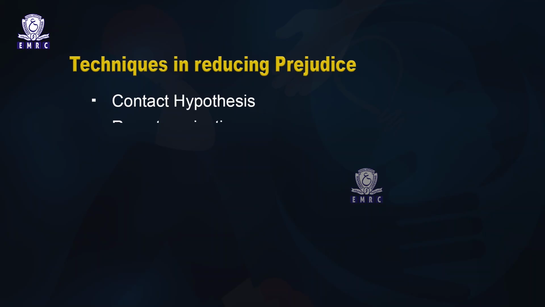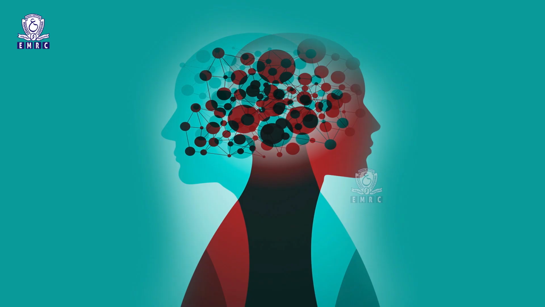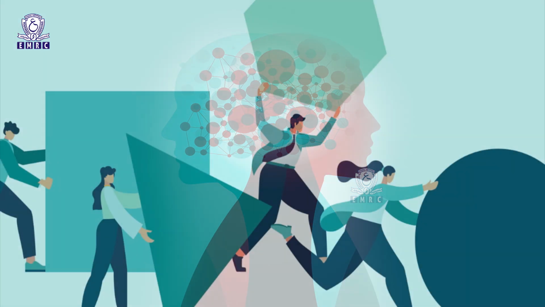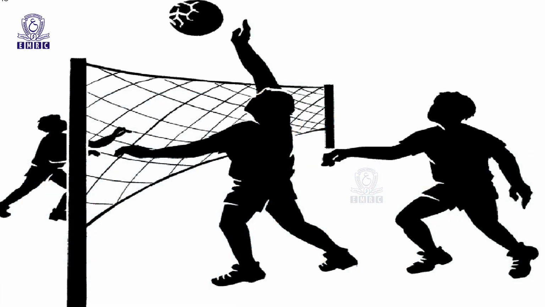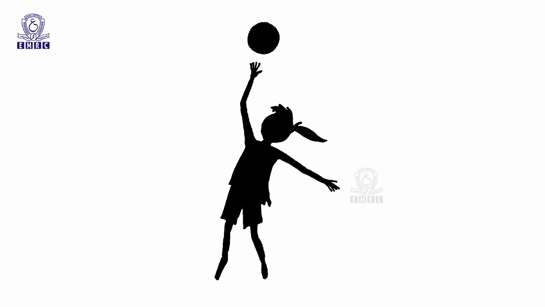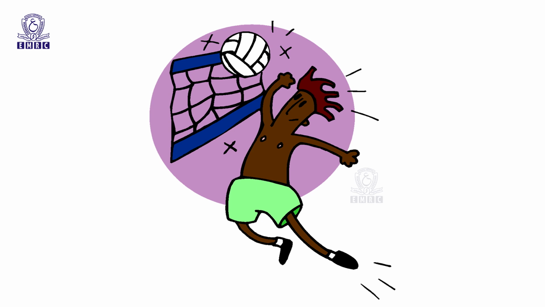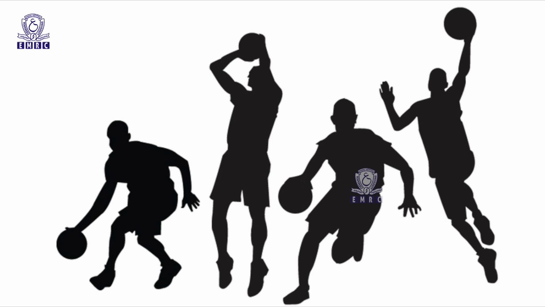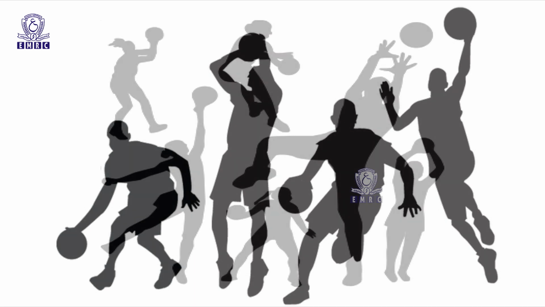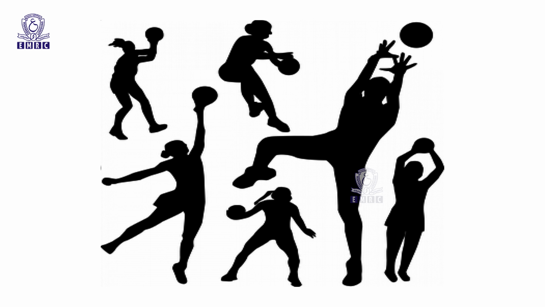The next technique in reducing prejudice is re-categorization. Re-categorization is the psychological breaking down of barriers between people. For example, if a school was playing an inter-school volleyball tournament, then they would see the opponent from the other school as different. But when the players are selected from different schools to play for a particular state, then instead of looking at people from different schools, they would see them as similar to them as they are playing together.